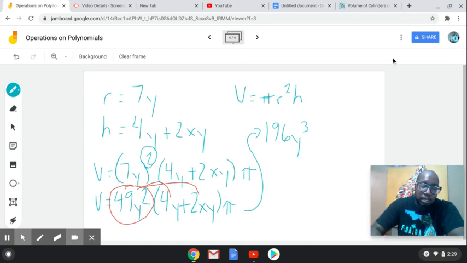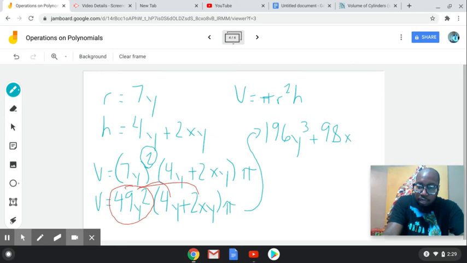Okay. Now I'm going to take the 49y squared and multiply it by the 2xy. 49 times 2 is 98. It's going to be positive. I don't have any x's in the 49y squared, so let's just write it again. And then y to the second power times y is going to be another y to the third. And all of this is still being multiplied by pi.